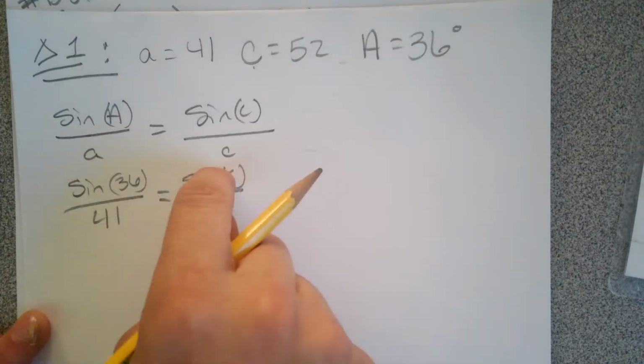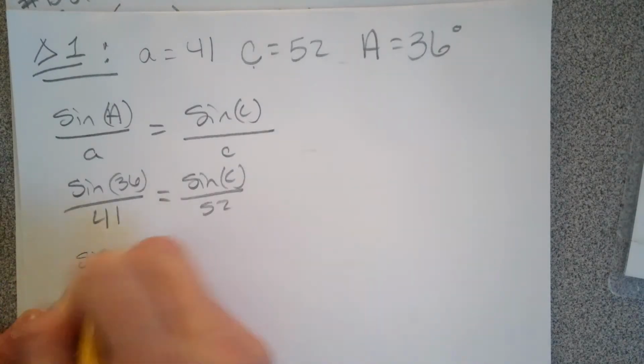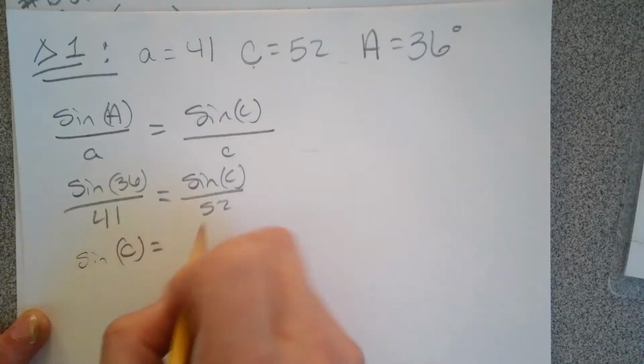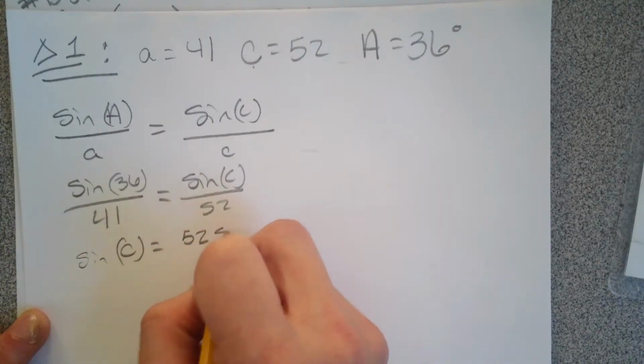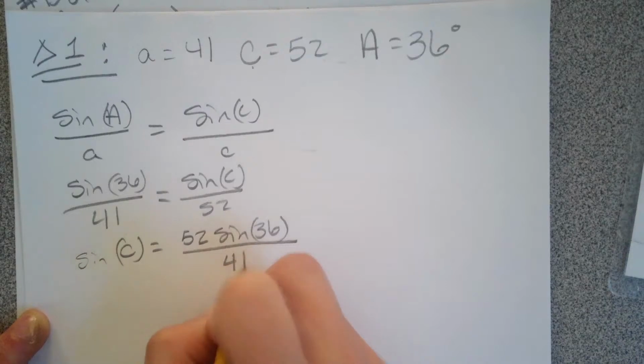And then I want sine all by itself. So I've got to get rid of that 41. How am I going to get rid of that 41? Divide. So I end up with sine of C is equal to 52 sine of 36 over 41.